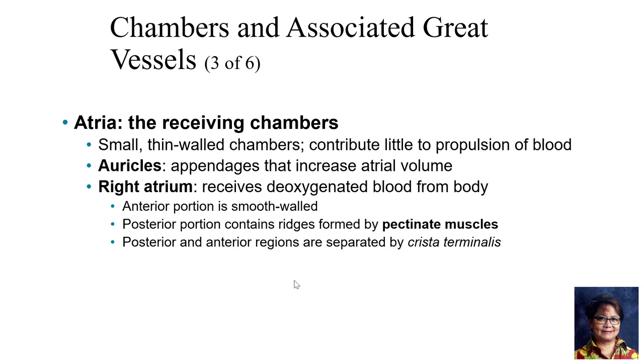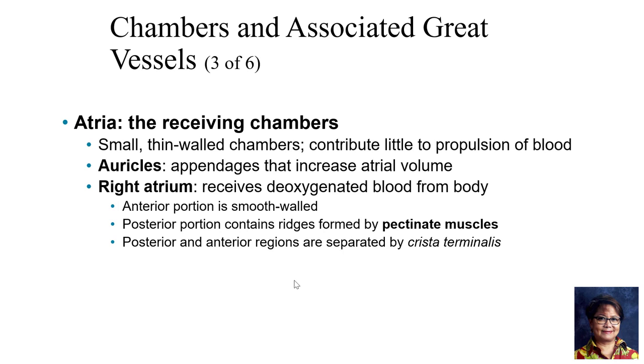Auricles meaning ear, because when you look at them from the outside, the outer wall of the atria is the chamber. The auricle is actually the wall that surrounds the atria, and when you look at them from the outside, they look like ears of mice. Therefore, you call them auricles.